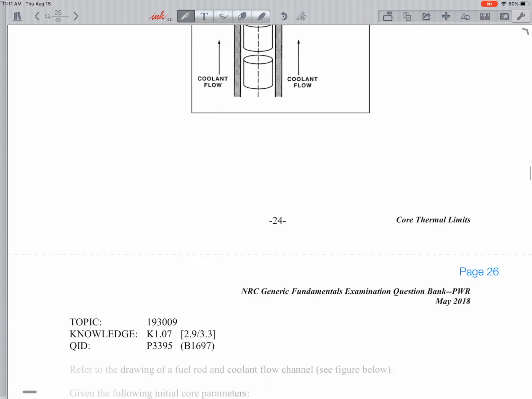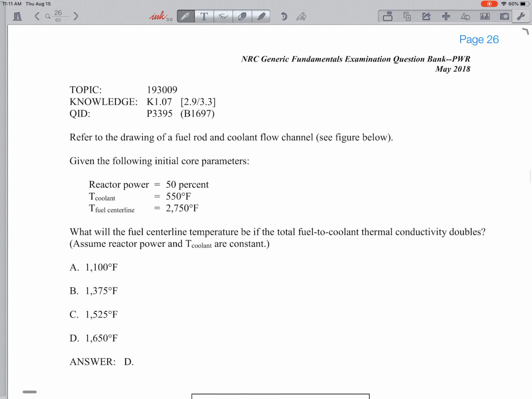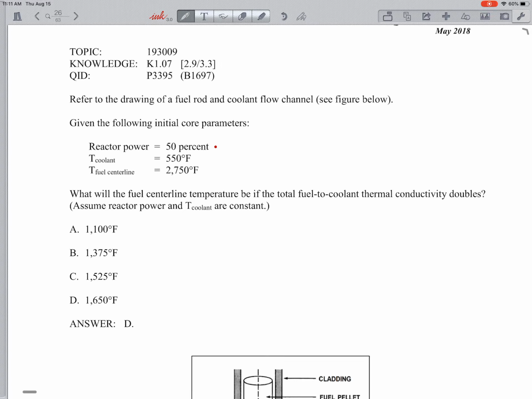Alright, at the risk of boring you, I'm going to keep going. Again, we're back to 50% power. We've done these before. Given the following core parameters: reactor power 50%, T coolant 550, fuel center line temperature 2750. What will the fuel center line temperature be if the total fuel to coolant thermal conductivity doubles?